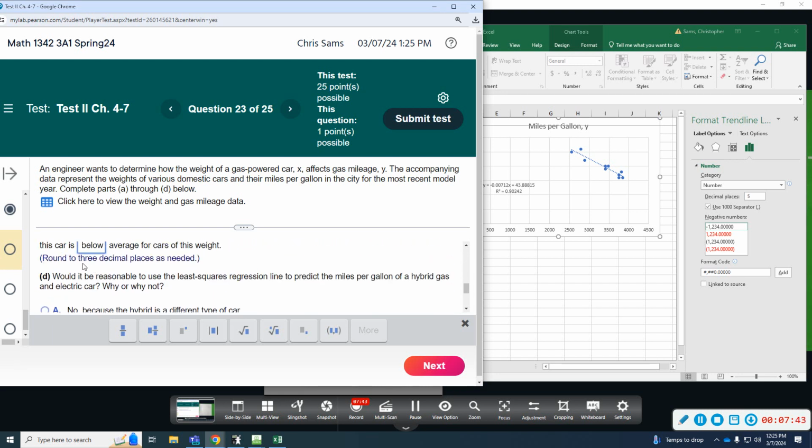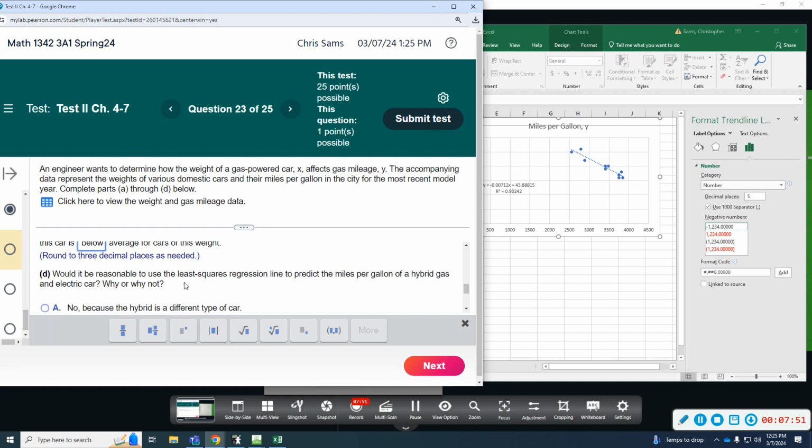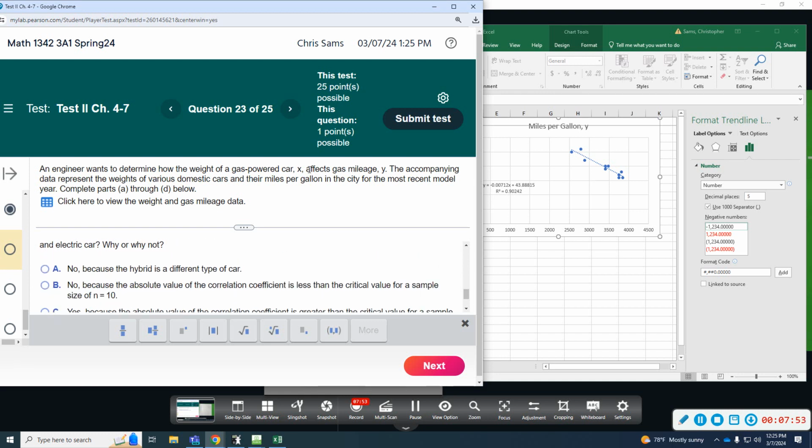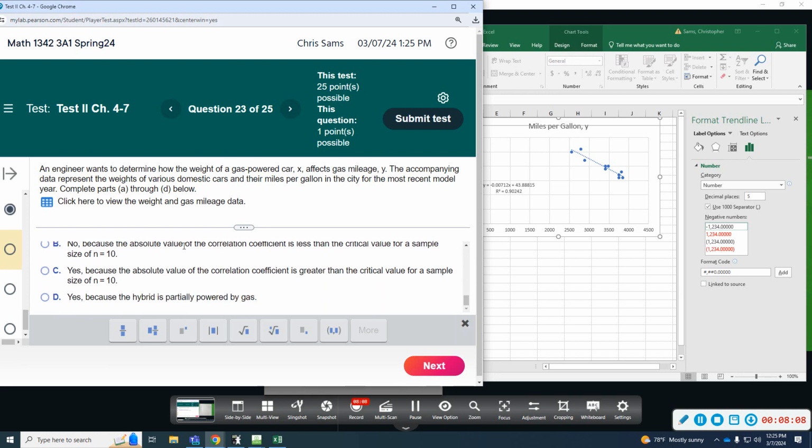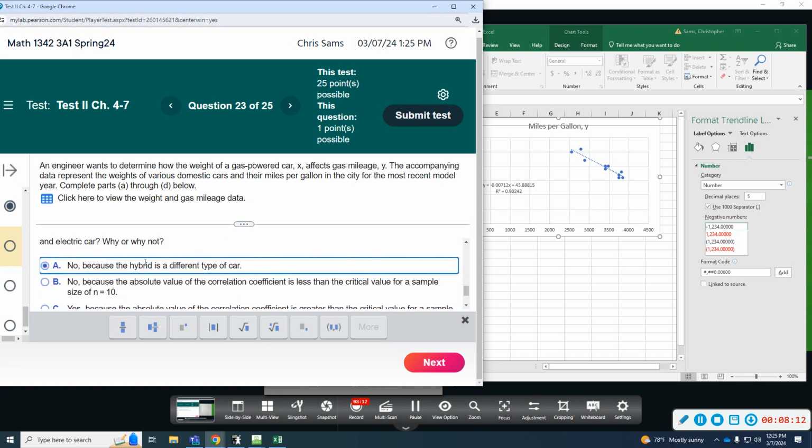Okay, so would it be reasonable to use the least squares regression line to predict the miles per gallon of a hybrid gas and electric car? Why not? So not with this model, because this model is only gas powered. So the data would be very different with a hybrid or electric. So no, different type of car, that looks good. So no, because that's a different type of car.